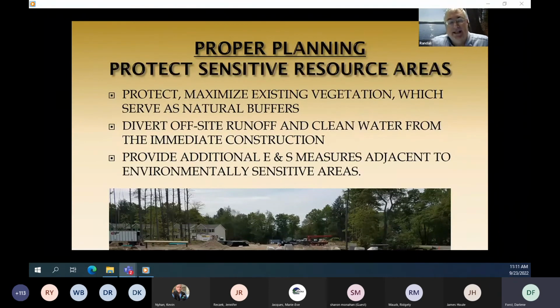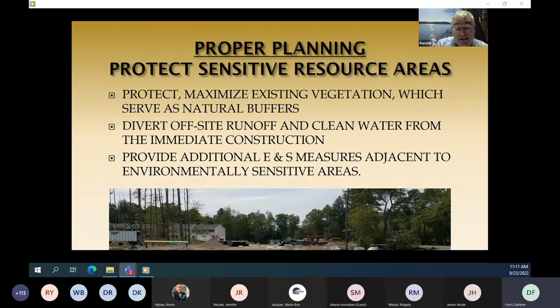Some proper planning techniques that we're going to look at here. Maximizing existing vegetation, keeping vegetation in its place. You can kind of see in that bottom picture, although it's small, there's trees left around, and well-defined buffers to protect wetlands, as part of the overall landscaping plan. On this particular project, they wanted to keep some natural trees in there. It's part of the idea of how they're developing this site.